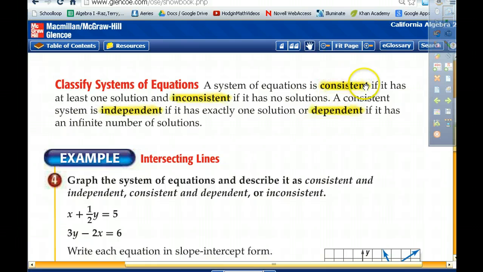System of equations is consistent if it has at least one solution. And inconsistent if it has no solutions. Consistent system is independent if it has exactly one solution. And dependent if it has an infinite number of solutions. So here's everything you need to know in paragraph form. I'm going to go ahead and redo this, but as like a flow chart. Might be a little bit easier to follow. Take note. It's on page 118.